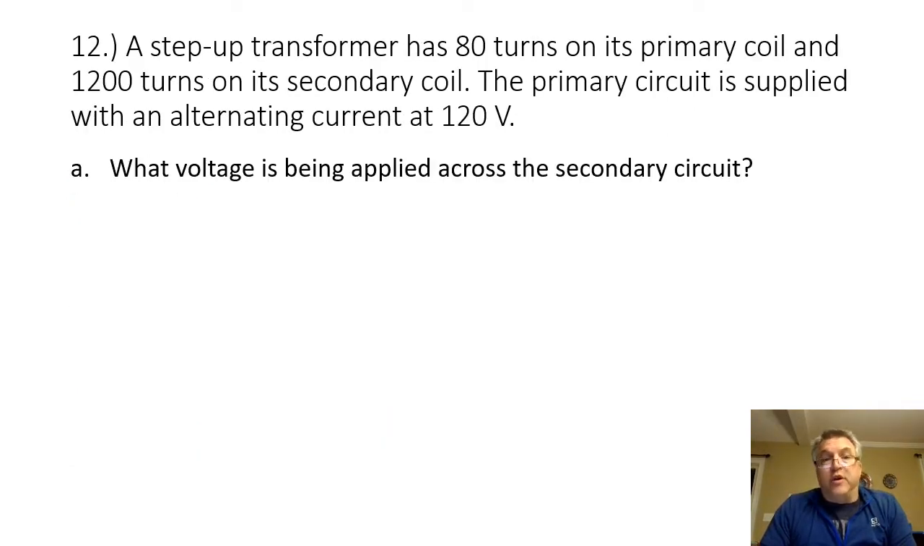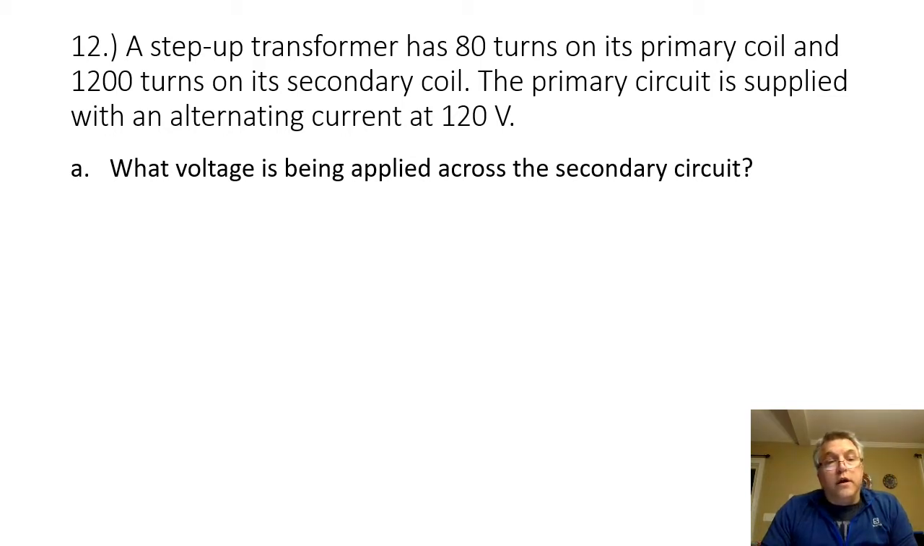A step-up transformer has 80 turns on its primary coil and 1200 turns on its secondary coil. The primary circuit is supplied with an alternating current at 120 volts. And they want us to find what voltage is being applied across the secondary circuit.